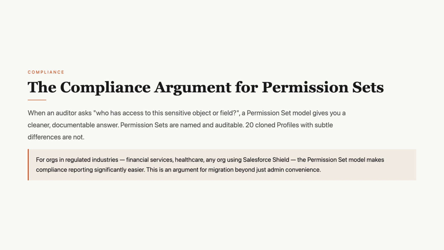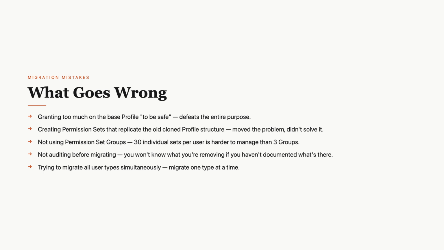Testing your permission set migration. When you move a user from an old profile plus no permission sets to a new minimal profile plus permission sets, test by logging in as the user, set up login as, and verifying. Object access as expected. Field visibility as expected. Page layouts correct. Apps visible. Record types available, if applicable. Use the access summary on the user record to confirm the full permission inventory before and after the migration.